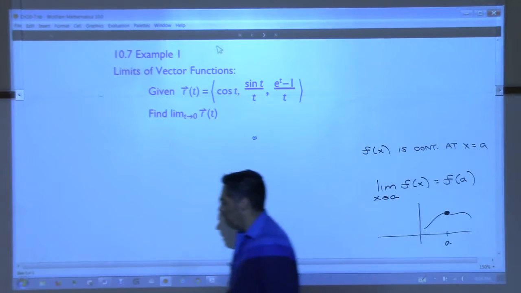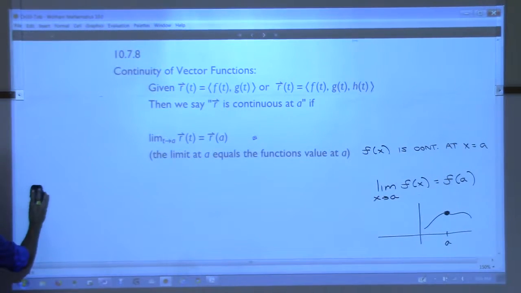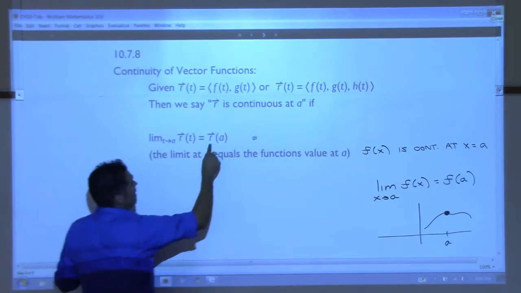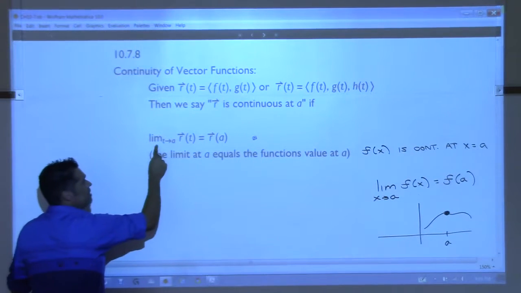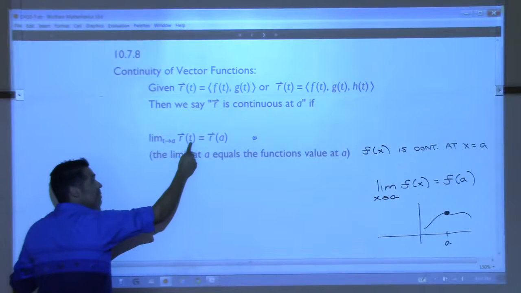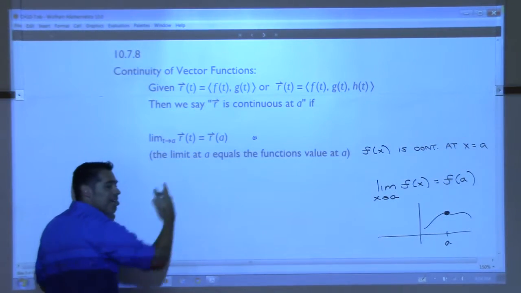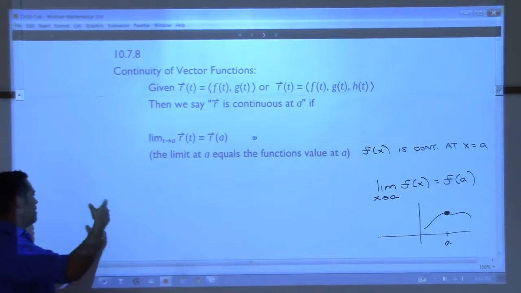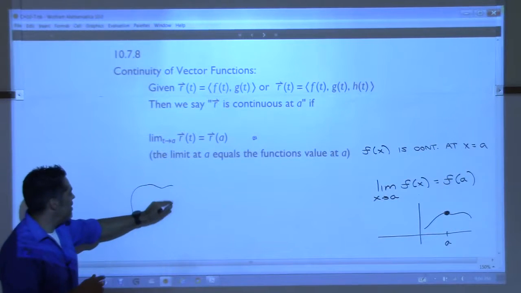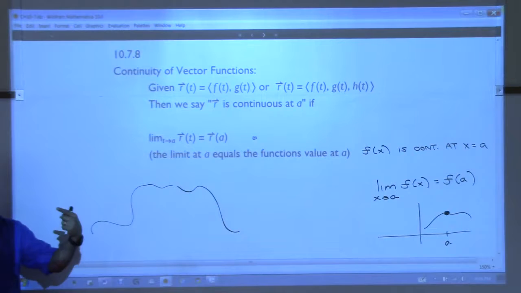Well, with vector valued functions, the idea of continuity is pretty much identical. We will say that a vector valued function r is continuous at a if the limit as t approaches a of the vector valued function is equal to the vector function's value at a. So again, this is exactly the same thing, right? It's that you're drawing this thing in 3-dimensional space or 2-dimensional space. As you come in from both sides, you're headed towards the same place.